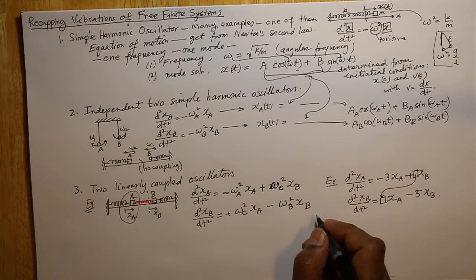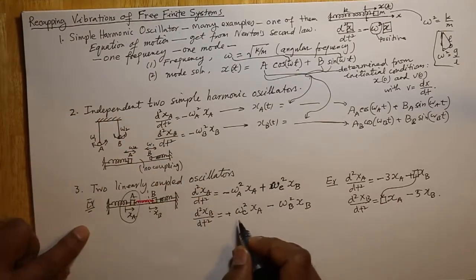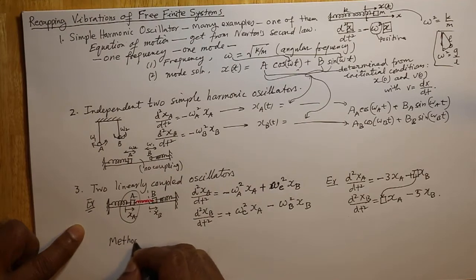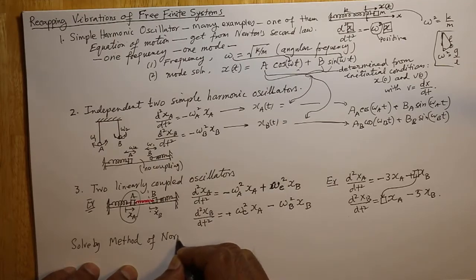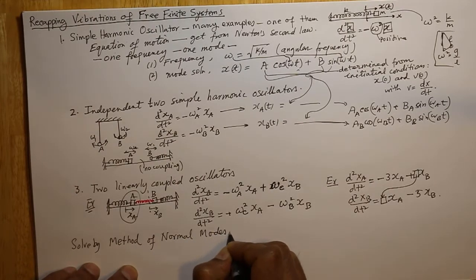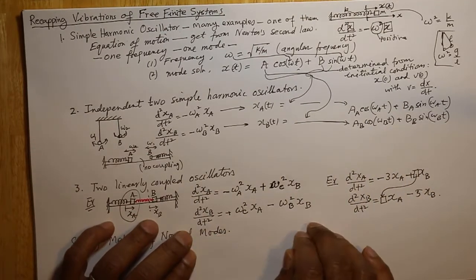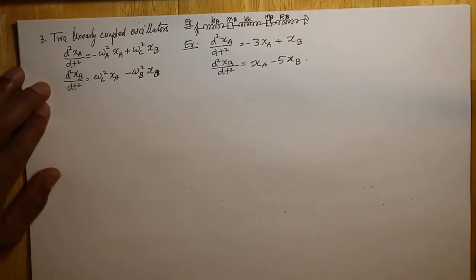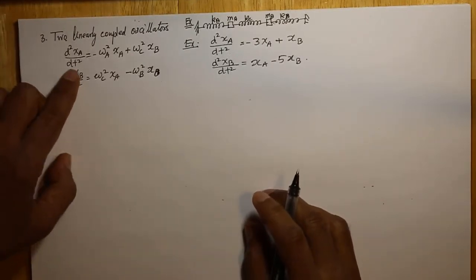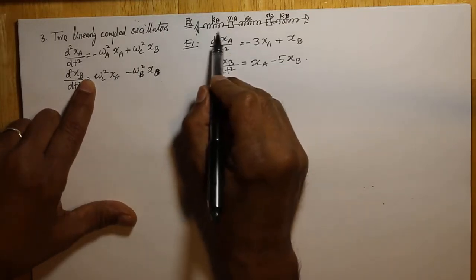So over here, we can't really solve it like these problems. So we do what is called the method of normal modes. I'm going to take this on the next page. So we have two linearly coupled oscillators, and an example is this.